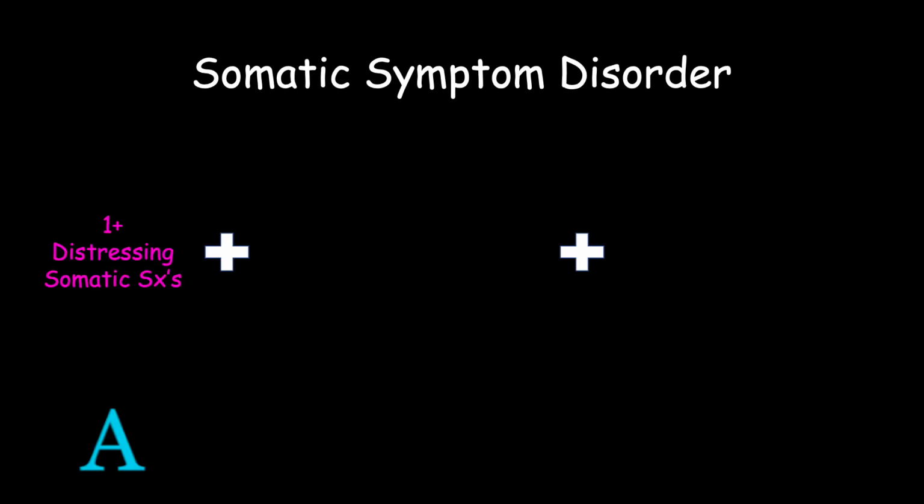So when evaluating for somatic symptom disorder, there are 3 criteria that psychiatrists take into consideration, and these are listed from A to C in the DSM-5. Criterion A states that one or more somatic symptoms are distressing or result in significant disruption of daily life. Criterion B states that there's excessive thoughts, feelings, or behaviors related to the somatic symptoms or associated health concerns as manifested by at least one of the following.